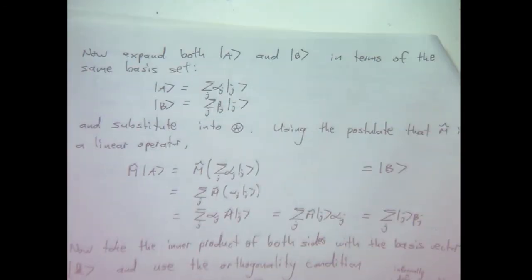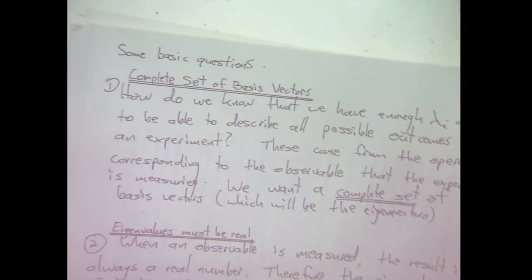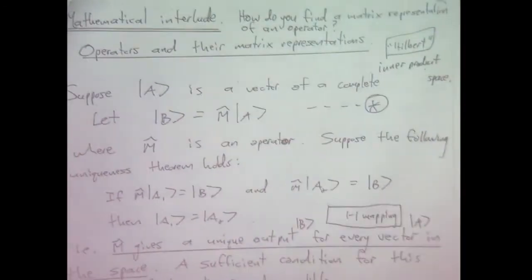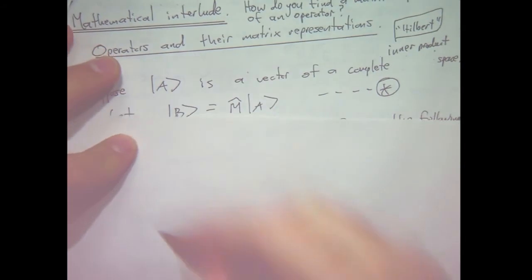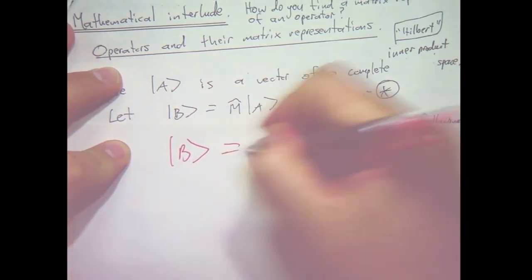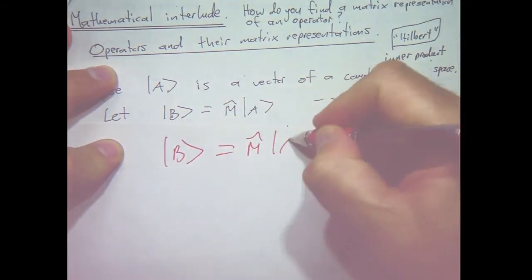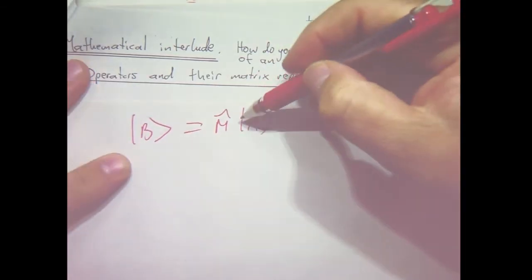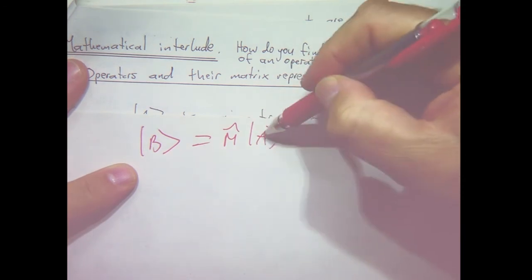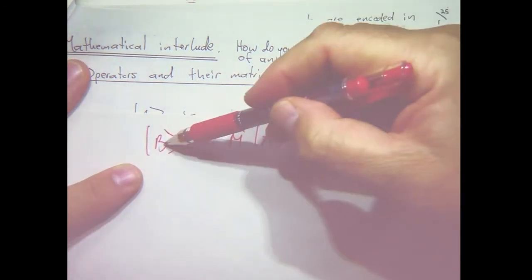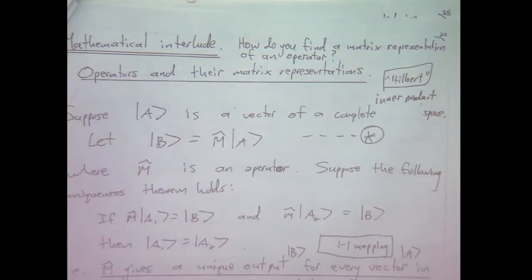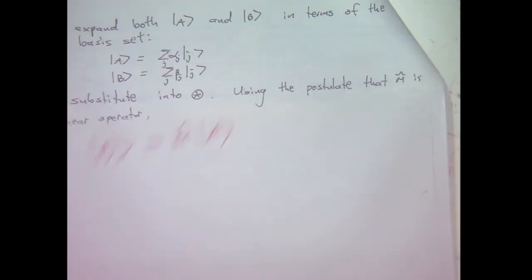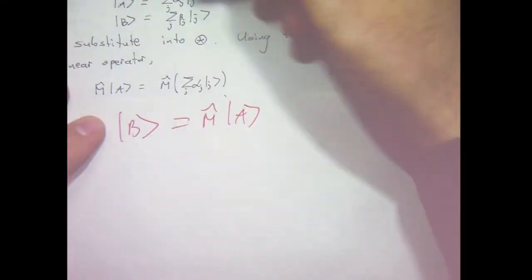Now substitute this into this equation here, which is, suppose that B is the operator M acting on the state A. Let's just suppose, because M is a linear operator, it acts on a vector, and it's going to give another vector, because that's what operators do. Alright, so just substitute that into here.